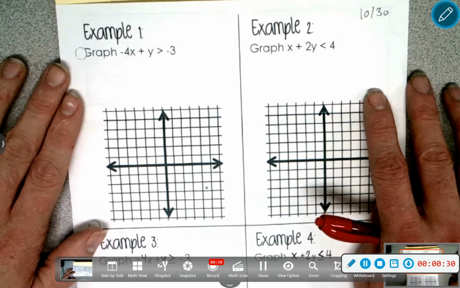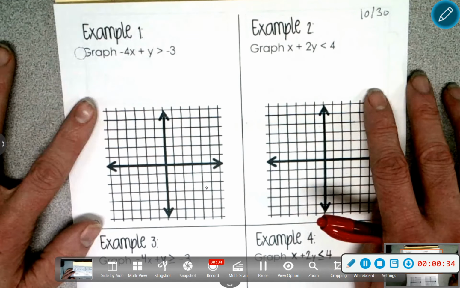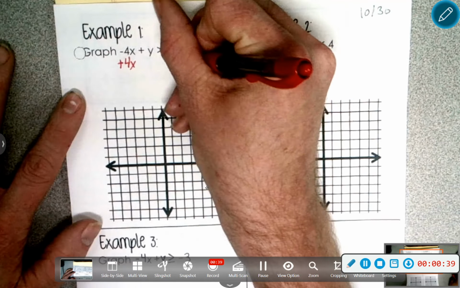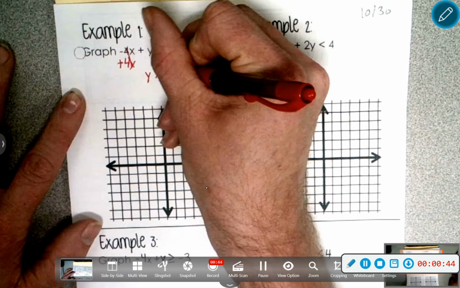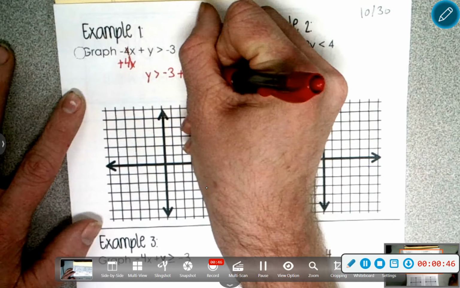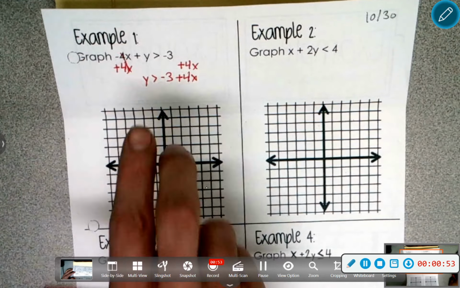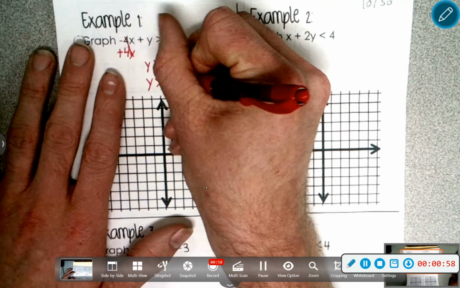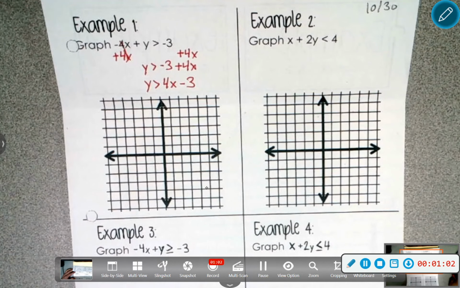Slope-intercept form. So what do I need to do to convert this into slope-intercept form? Add 4x on both sides, and this is going to produce a slope-intercept form equation. So I get y is greater than -3 plus 4x. I'm going to rewrite it as y is greater than 4x minus 3. Just swapped the slope and the y-intercept.